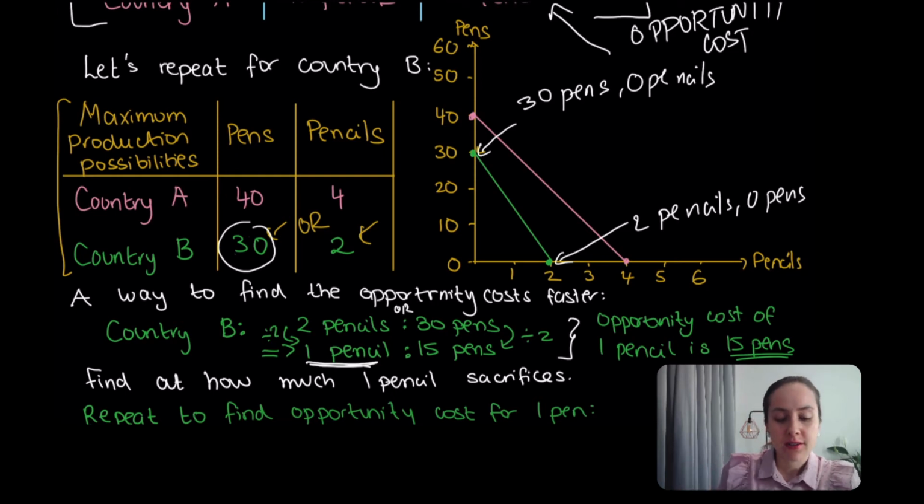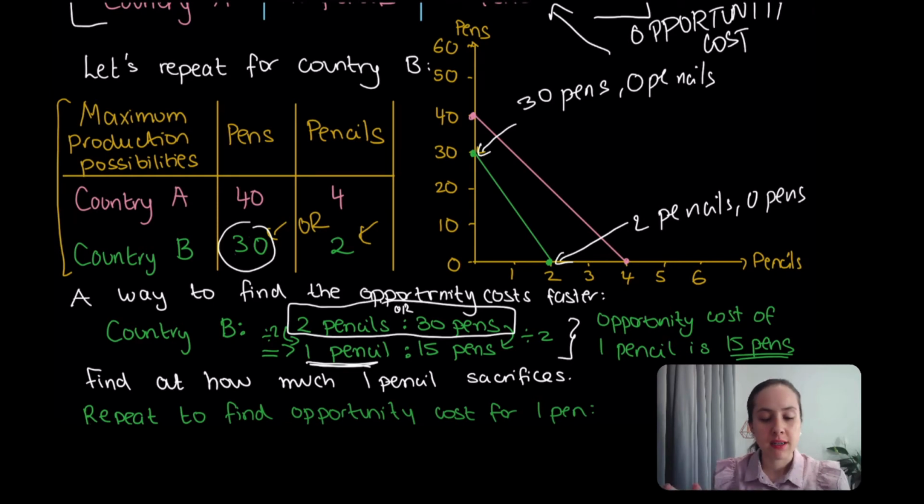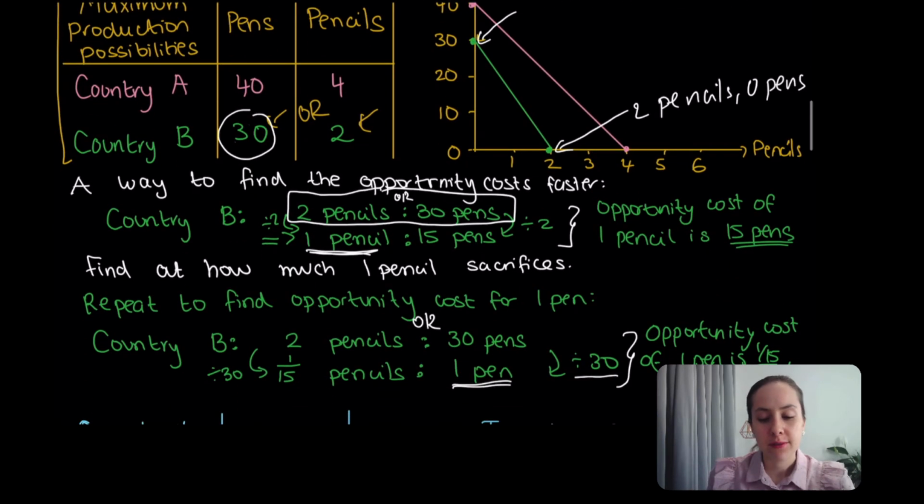So the shortcut is for country B, this is how I do it, write down the trade-off, just as it is in the table. So right now country B can make 2 pencils or 30 pens. I don't tend to write the word or, I just write two dots to illustrate that.